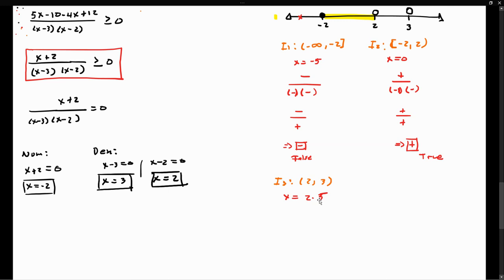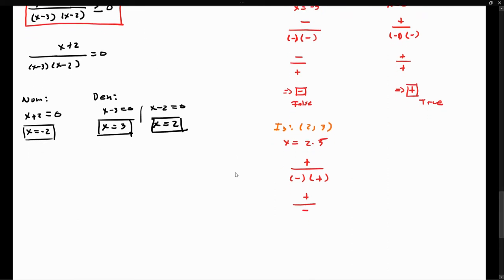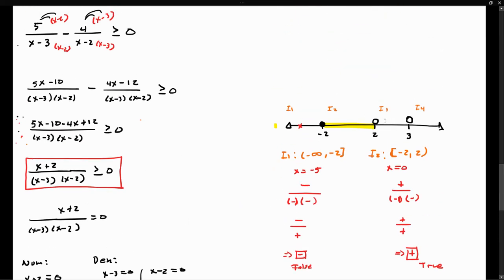If I plug in 2.5 on the top, that's going to give me a positive value, which is 4.5. I'm just going to care about the signs. If I plug in 2.5 on the first parenthesis here, that's a negative value. And on the second, if I plug in 2.5, that's going to give me a positive. Now simplify: positive on the top, negative times a positive is negative, and a positive divided by a negative is a negative value. So therefore, this is false. So interval 3, we're not going to take into consideration.